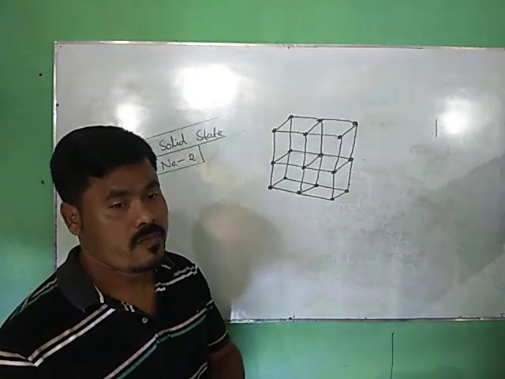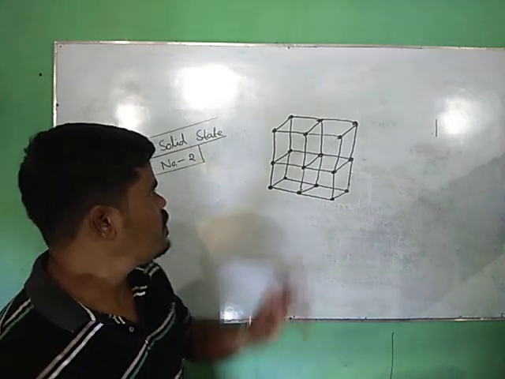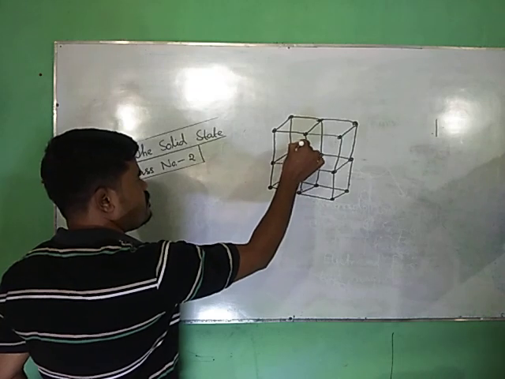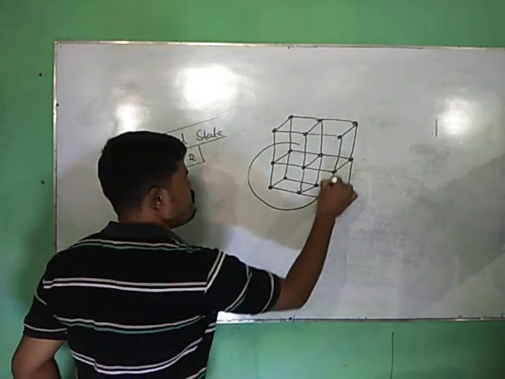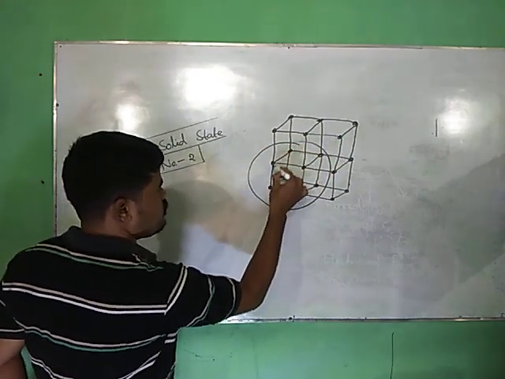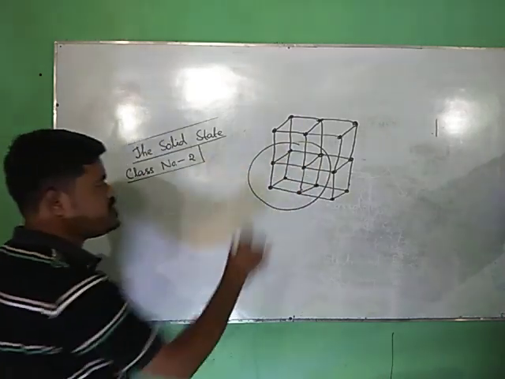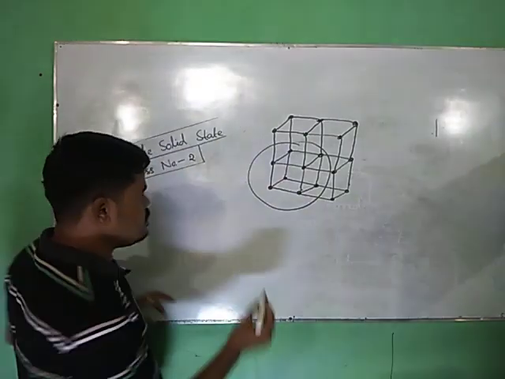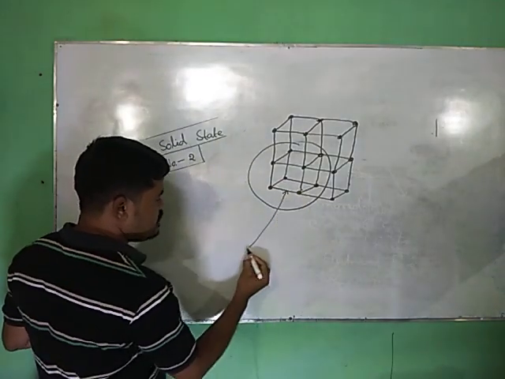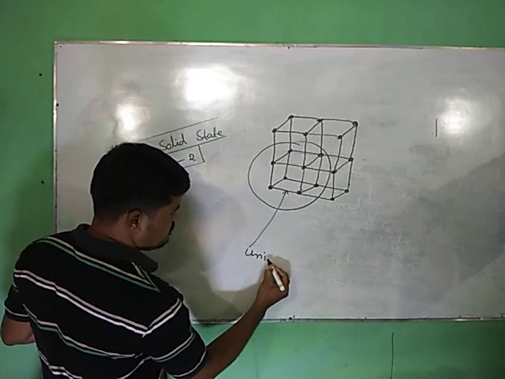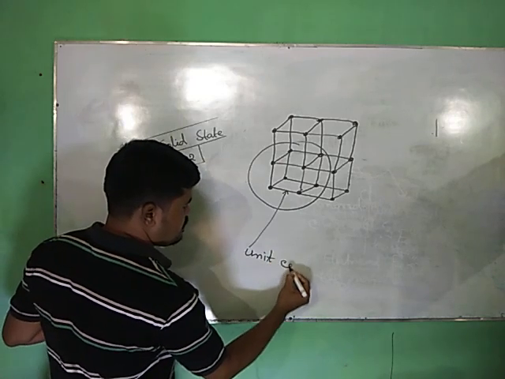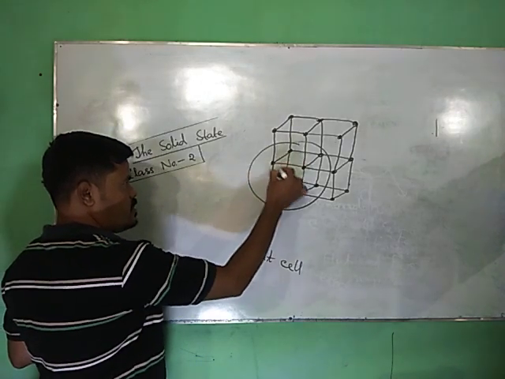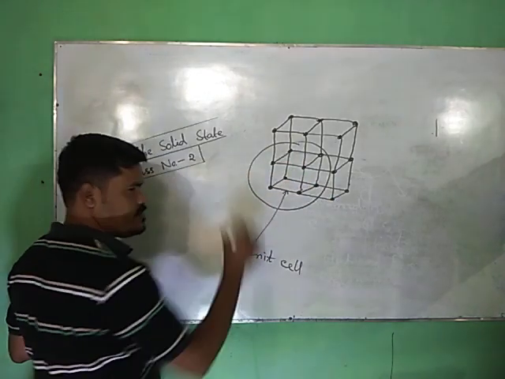So, see here. If you look into the diagram, such type of unit, this is a cube, a simple cube. This simple cube is repeating. This is called unit cell. We'll discuss unit cell later on. These points are called lattice points.